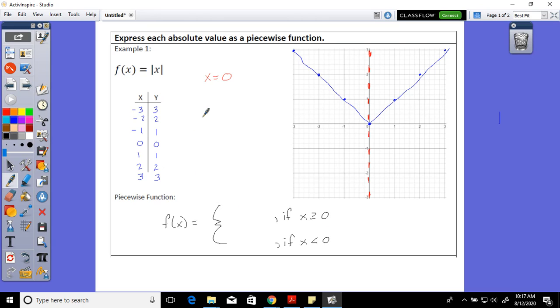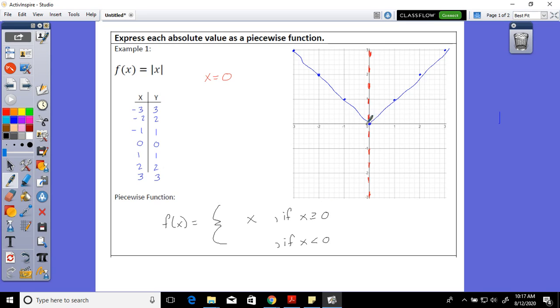Okay, so now let's talk about what happens with this function if x is greater than or equal to 0. All right, so if I plug in 0 here, the absolute value of 0 is 0. The absolute value of +1 is 1. The absolute value of 5 is +5. So if x is greater than 0, I'll get exactly what's inside here. So we could say x.